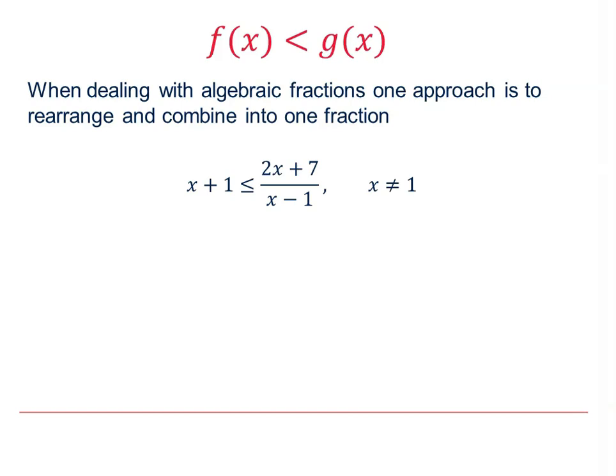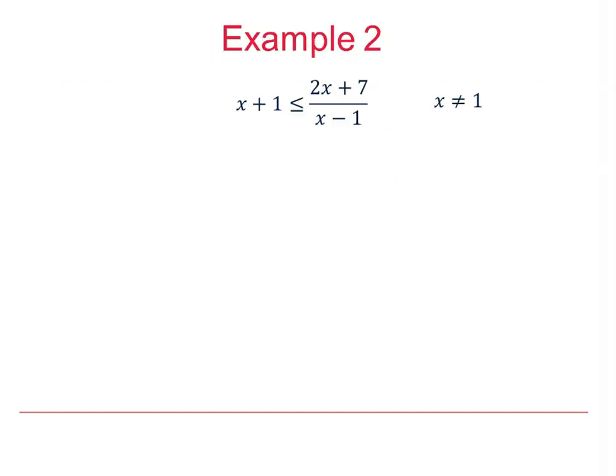If we have algebraic fractions to deal with, then one approach is to combine them into a single fraction. Remember, you can't simply multiply through by x minus 1, because sometimes that is positive and sometimes it is negative. So we need to combine these into a single fraction by first of all rearranging and then multiplying out. So let's look at that on the next slide.